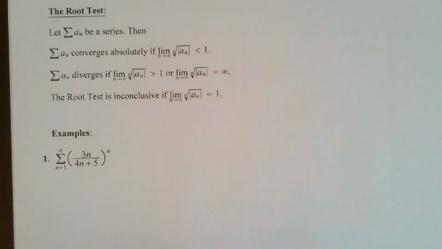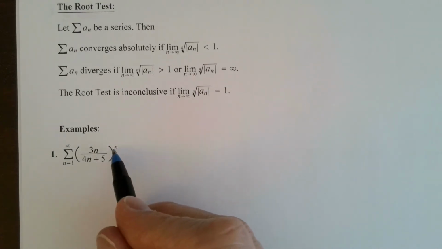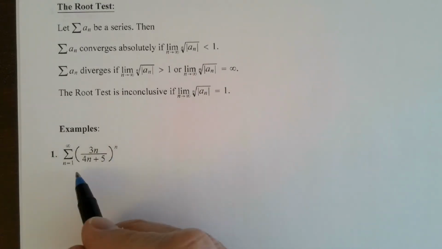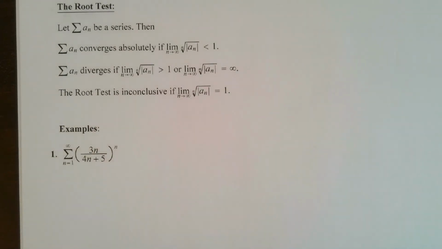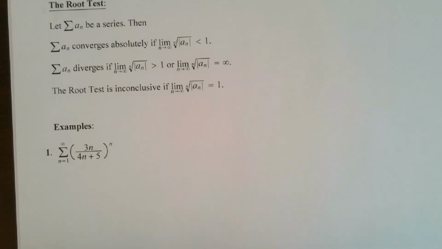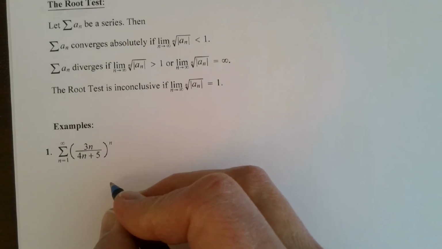Now, here's an example. So take a look at this. This is going to be a prime candidate for the root test because it has an nth power, right? So when n is 1, I have the first power, n is 2, I have the second power, n is 3, I have the third power. And the root test is going to be able to help with this. Okay. So let's see what we get here.